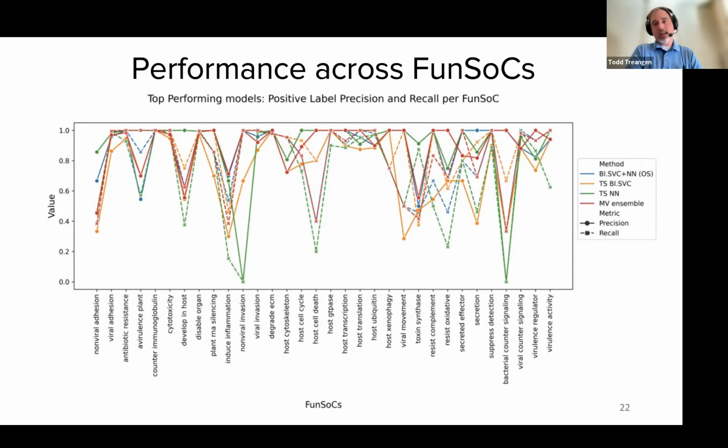And the other point I'll say is there are some fund stocks on this image you'll see that drop down, and when we looked into this, these are just fund stocks where we have very few training examples in our data set. So these are things that we would benefit from additional training data to be able to improve the performance of those specific fund stocks. But overall, we see reasonably good performance across the variety of fund stocks.